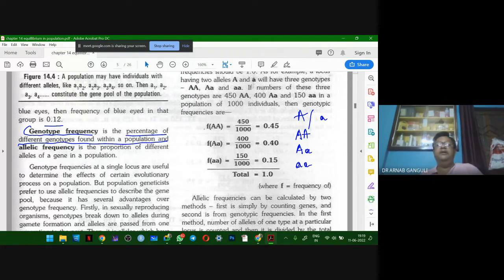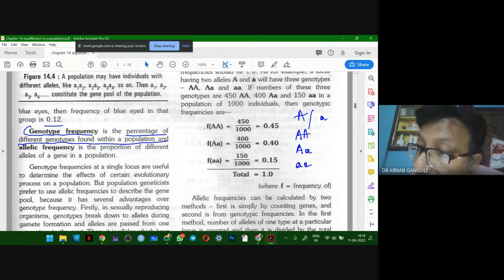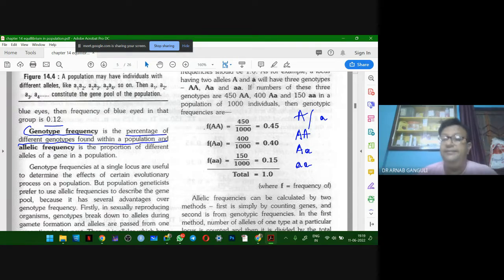Are you clear about this? Yes, Yes, sir. sir. Sir. বুঝতে পারোনি? Yes. Yes, sir. Okay.